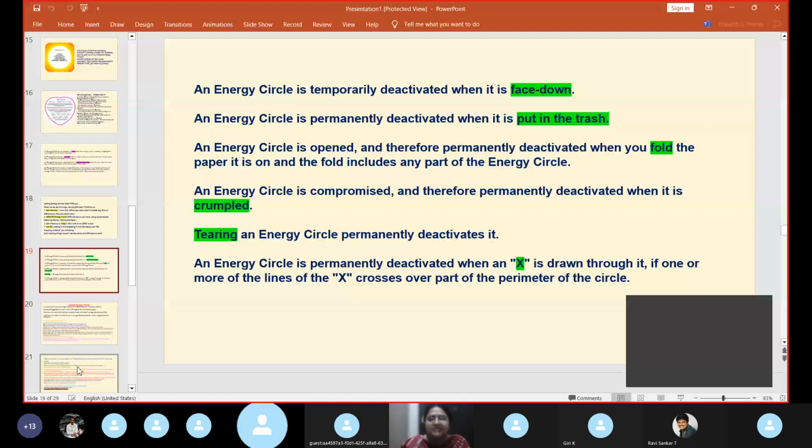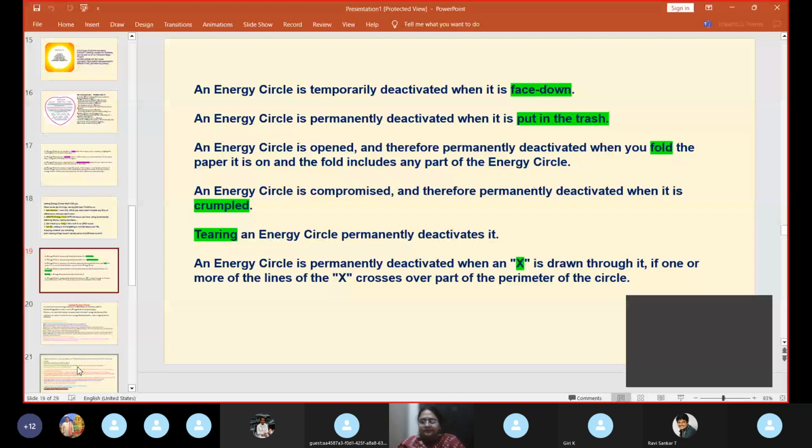After your intention has been achieved, what comes next? How do I deactivate it? Or I do not want to use the EC anymore. What should I do with it? Well, you can burn it, you can tear it, you can put it face down on a notebook and cover it. You can put it in an envelope face down and put it in your almirah or your cabinet. Or you can just crumple it and put it in the trash.